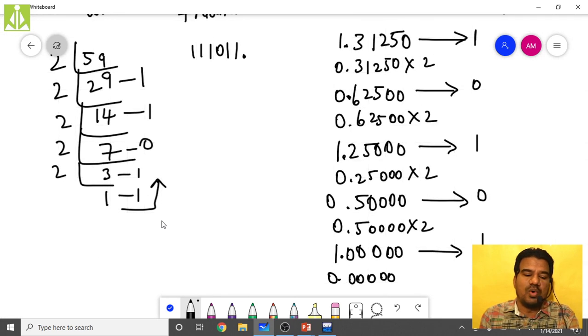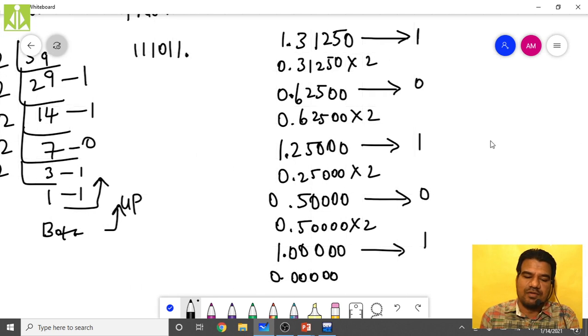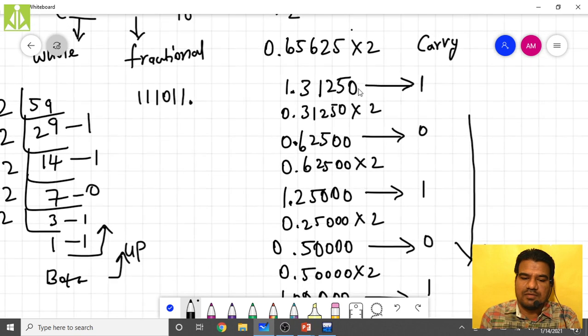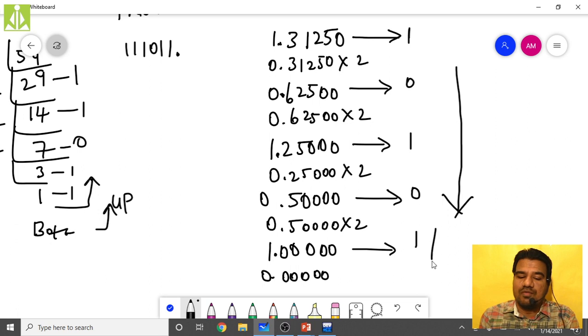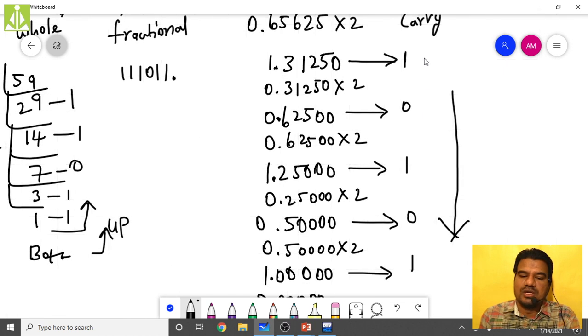See, one important thing. When we are converting the whole number into binary, we are going from bottom to up, isn't it? But over here we go in reverse. We will come from top to bottom. Here we are going bottom to up, and here we come top to bottom. So the binary equivalent of the decimal part, whatever decimal part we started with, that is 0.65625, we have to start from the top. So 10101, that you write here.